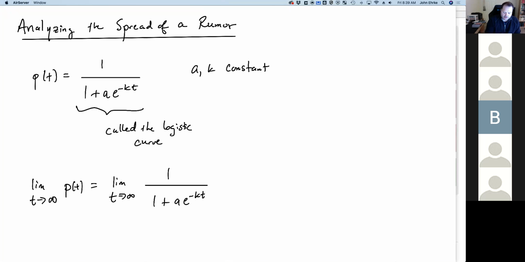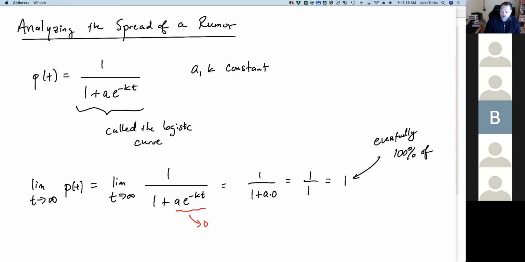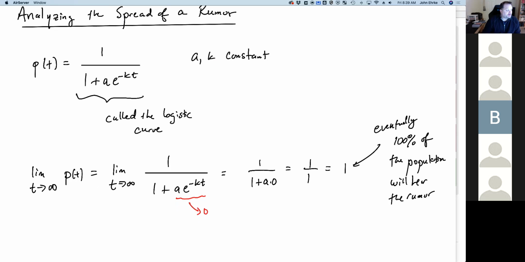So this term right here, the limit of this term goes to 0 over time because it's decaying. And so you're left with 1/(1 + a times 0), which is 1/1, which is 1. So eventually, 100% of the population will hear the rumor according to this model. Now, the curve that we're looking at here is called the logistic curve.